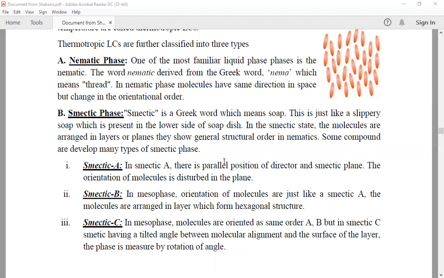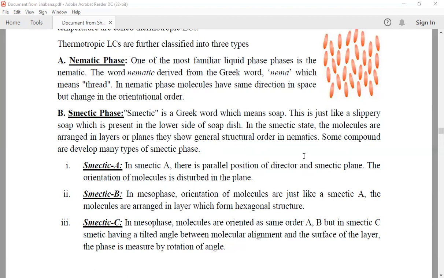The molecules form planes perpendicular to the axis of the molecule, and they tend to point along the director. That means the molecules are arranged in layers or planes. They show general structural order as in the nematic.